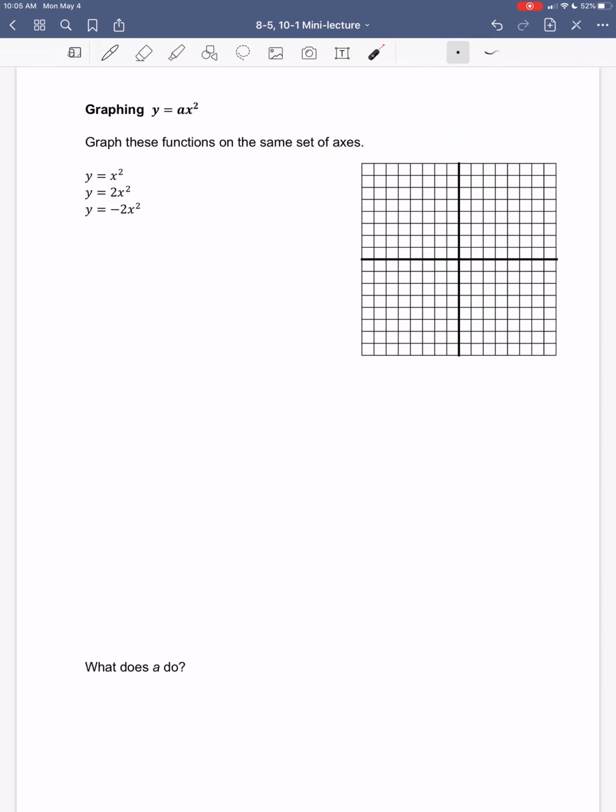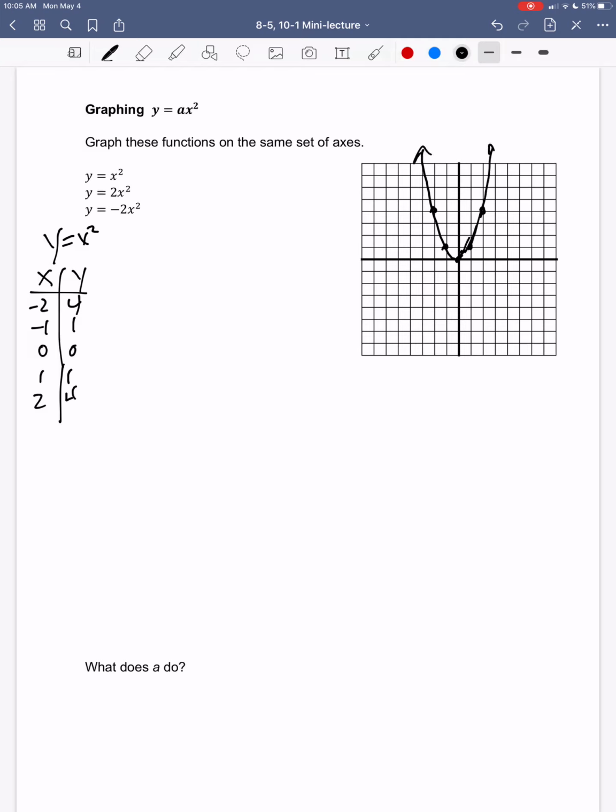All right, what if I have these different values of a? So, again, if I start with just y equals x squared, well, I'm just going to square these values. I get these usual y coordinates, 4, 1, 0, 1, 4. And so my graph looks like that. That's my usual sort of garden variety parabola.